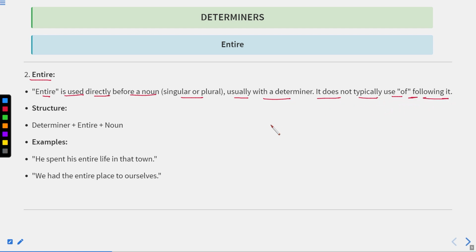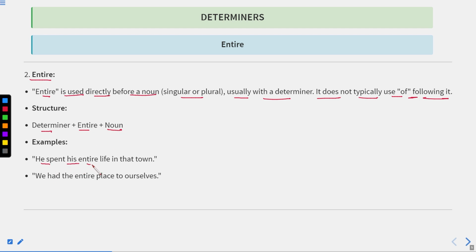Okay, as we have discussed with the word whole, after whole we can have the preposition of and then a singular countable noun, but this does not happen in the case of entire. In the case of entire, we can only have a singular or plural noun, but we cannot have the preposition of after it. So the structure will be determiner plus entire plus noun.